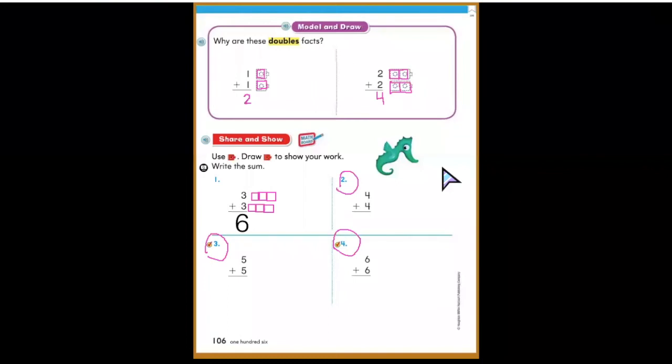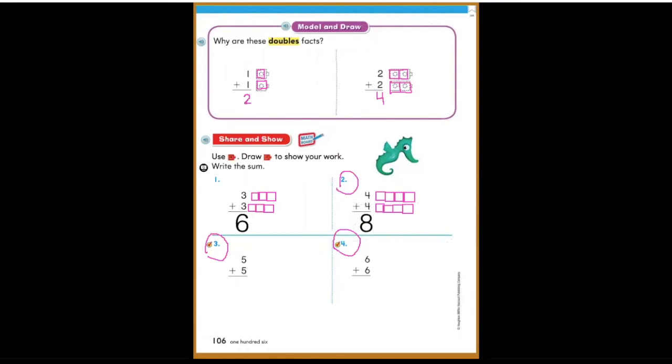It's time to look at number 2. Number 2 says 4 plus 4. You should have modeled 4 and 4 cubes, and then you should have drawn, right next to each addend, cube trains that had 4 cubes in each one. Just like this. 1, 2, 3, 4. And then again for the second addend, 1, 2, 3, 4. 4 plus 4 equals 8.